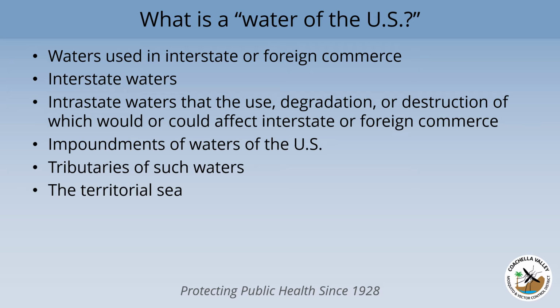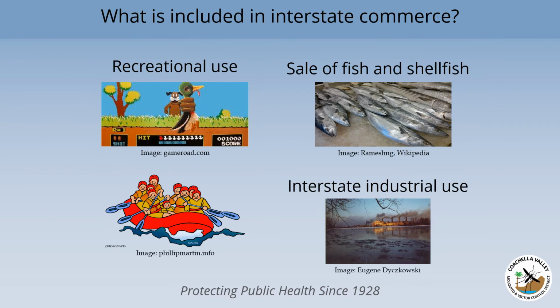The territorial sea, which is 3 miles out from the border, that's all considered a water of the US. And wetlands. We're going to talk a little bit more about what a wetland is and what is not considered a water of the US under some definitions we've had. So what kinds of things can be included in interstate commerce?